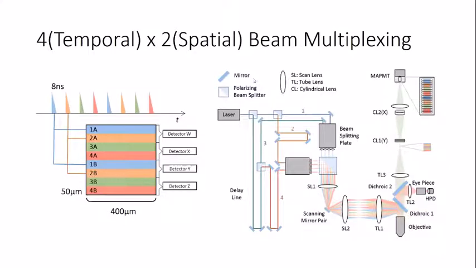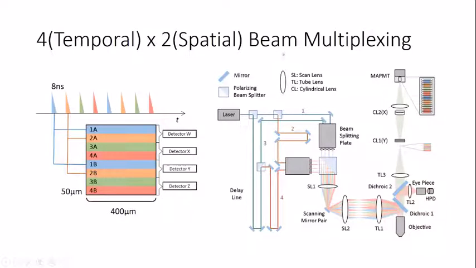And for the detection side, here we're using this multi-anode PMT. It's a PMT, so it's fast enough for us to do the digital demultiplexing, which means telling apart the different colors, not colors, but different arrival times. And also because it's multi-anode, like 1A and 1B, even if they arrive at the same time, because they arrive at different anodes, we'll be able to tell them apart. An important thing here is that 1A and 1B are 200 microns away from each other in the sample. That will be enough for us to image at deeper layers in the cortex without having to worry about the crosstalk.